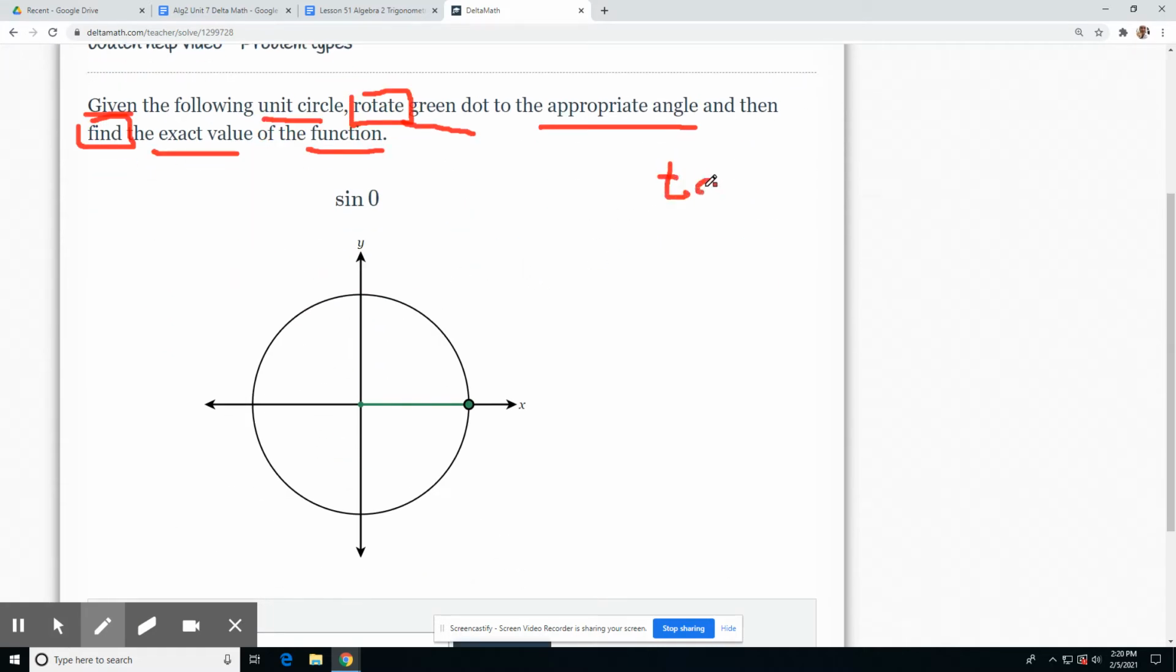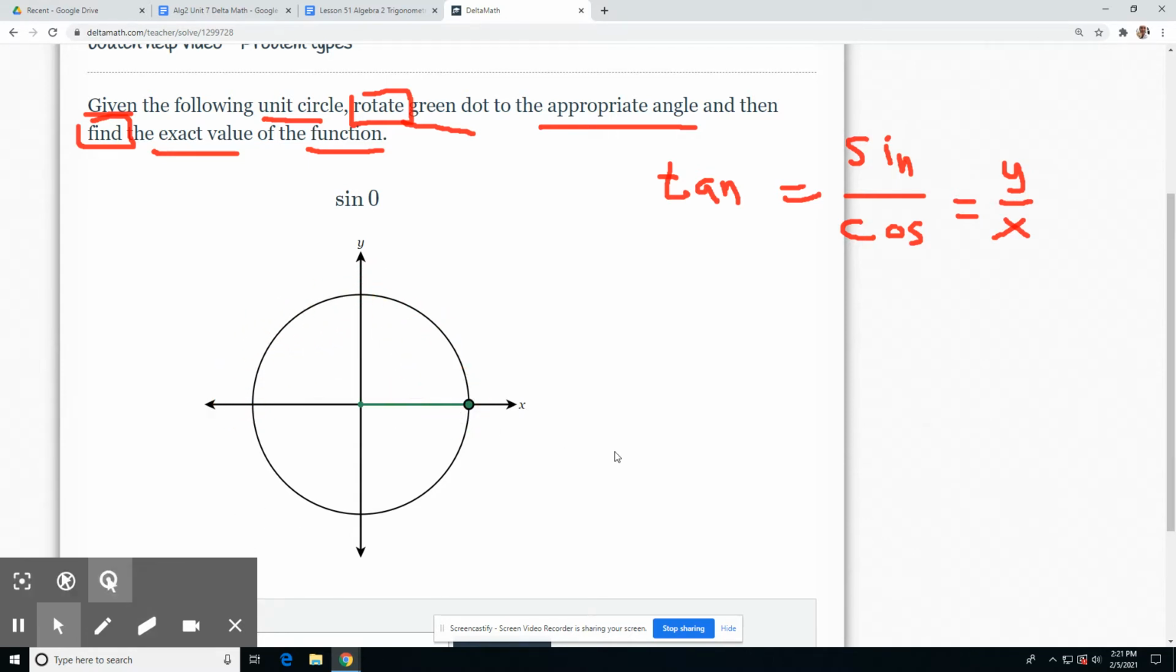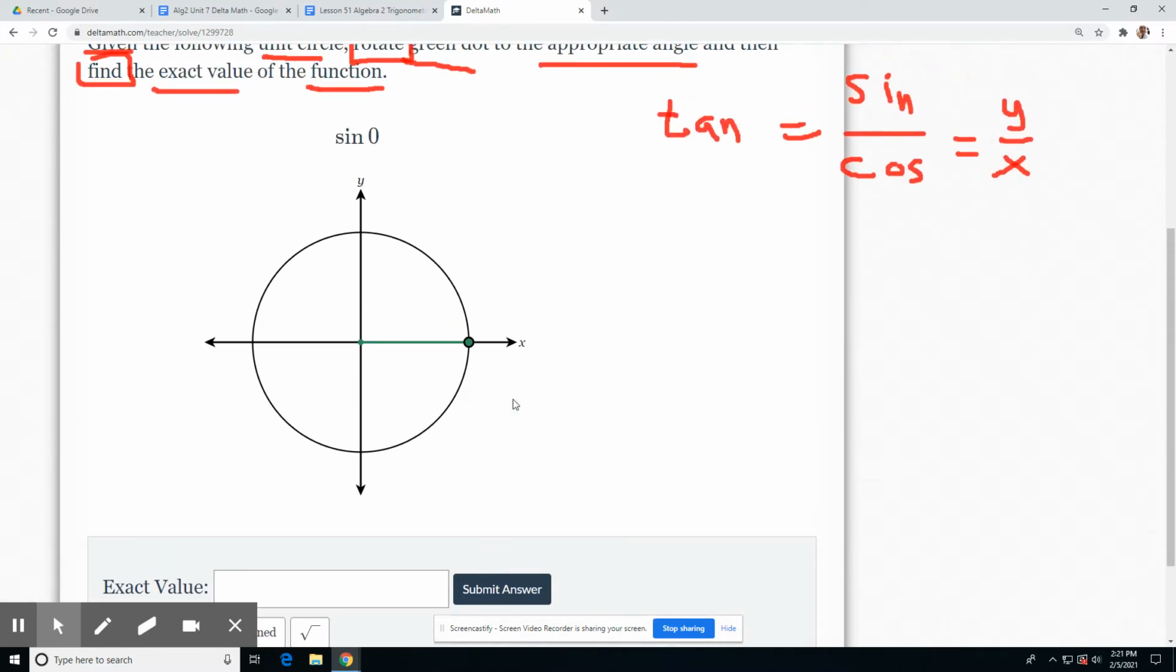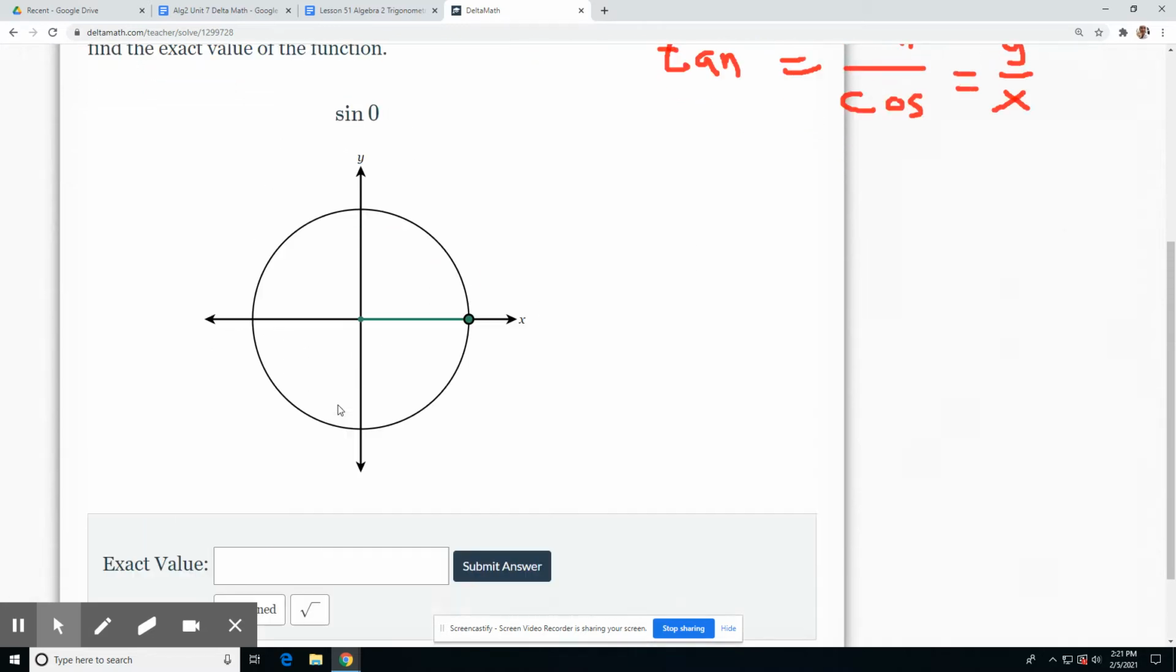So let me go ahead and use my crutch, or what I remember. Tangent is equal to sine over cosine, which is equal to y over x. This is the thing I have memorized to help me keep track of everything. So sine is the y values, cosine is the x values. So I have a y value of 0. I got two of them here, this one and this one. Let's go ahead and try this one first. Let's see how we did. So if the sine is 0, x is 1.